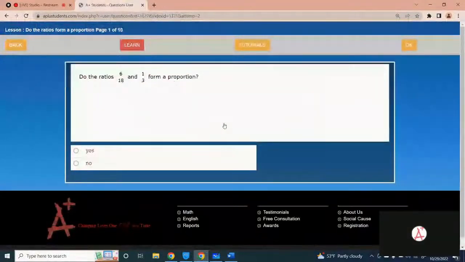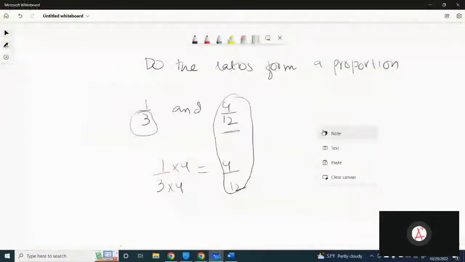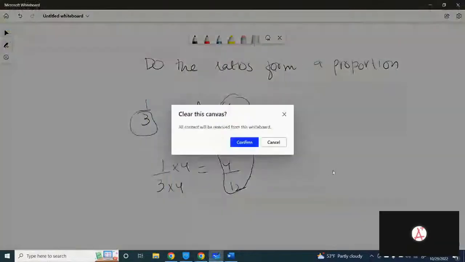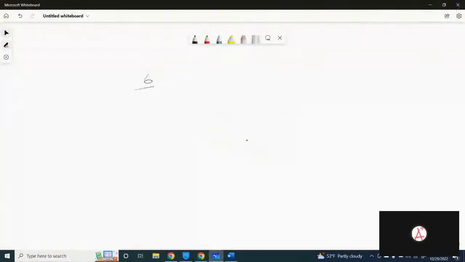Do the ratios 6 by 18 and 1 by 3 form a proportion? So 6 by 18 and 1 over 3. Okay, use 18 as a common denominator. You need to make this denominator equal to 18. So 3 times what number is 18?